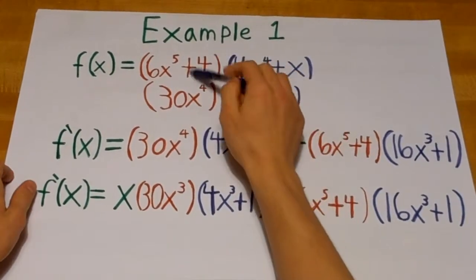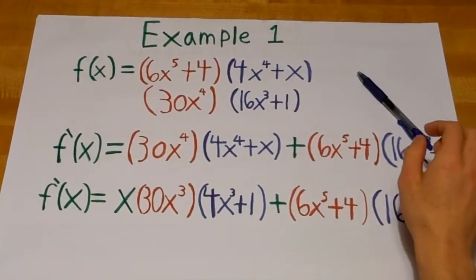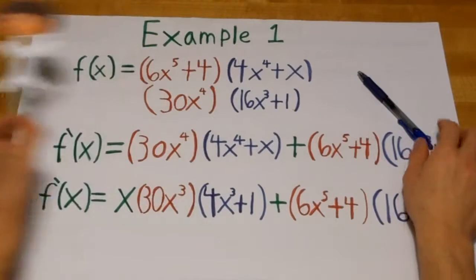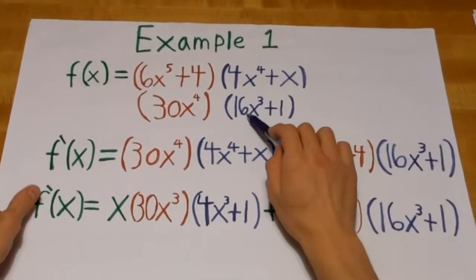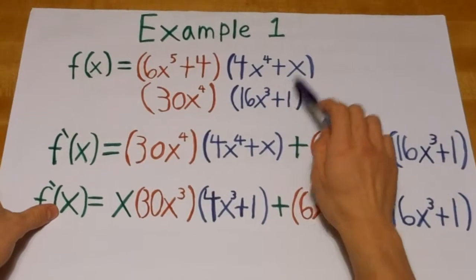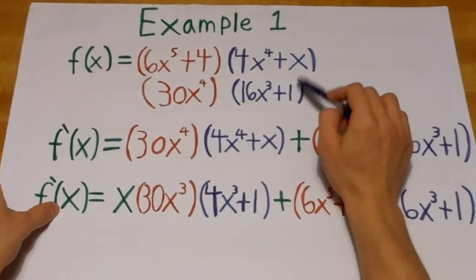Alright kids, what's the derivative of a constant? 0! You did it! Dora's proud of you. And then 4 times 4, 16, x cubed, and then there's an implied coefficient of 1 in front of this x. Just bring that down.